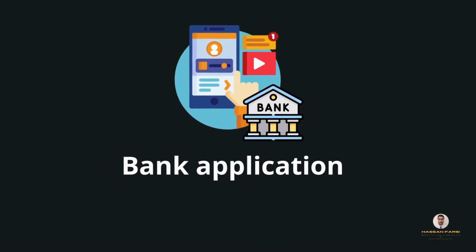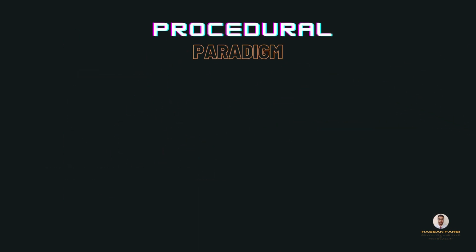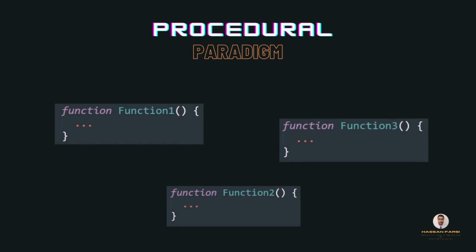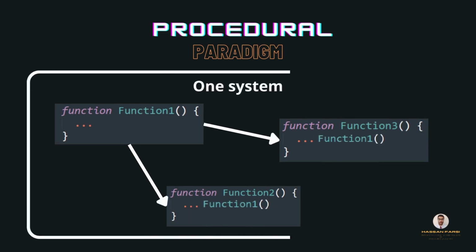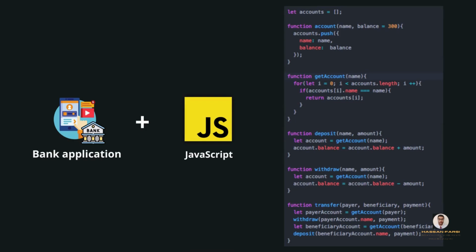Let's take a step back and try to create our bank application using procedural programming, which is, by the way, a style that organizes the code around entities that are called procedures or functions. Then those functions call each other to simulate a large functional system. And the result using JavaScript might appear as something like this.